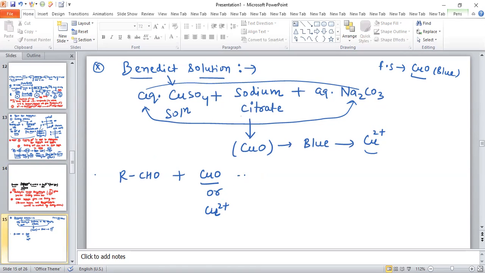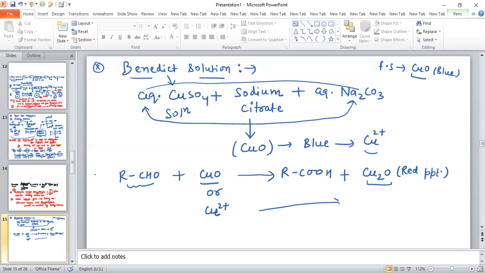When an aldehyde reacts with this Cu2+ ion, what happens in this case? This aldehyde will oxidize into carboxylic acid, and this Cu2+ will reduce into cuprous oxide, and this cuprous oxide is the red precipitate. So a red precipitate is obtained. Cu2+ basically changes into Cu+.